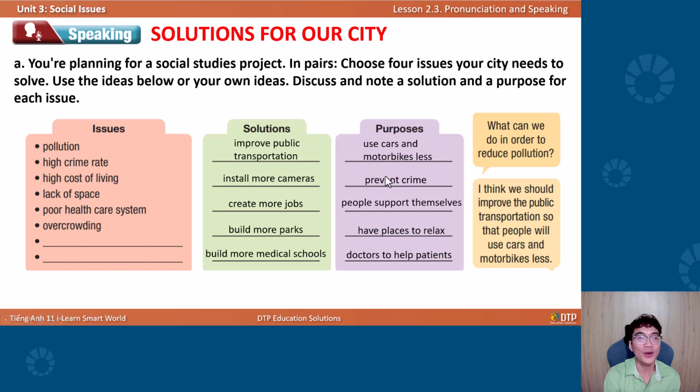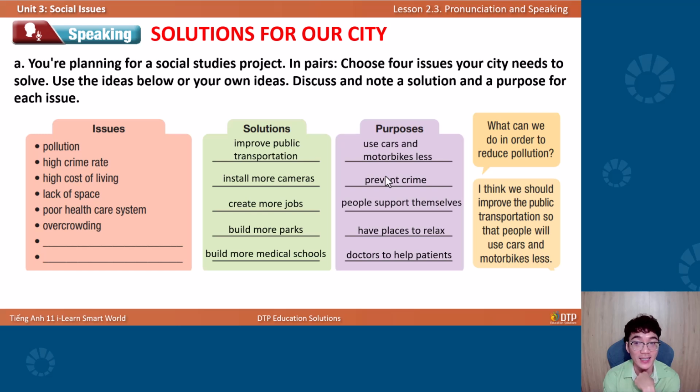Okay, so let's do it first. What can we do in order to reduce pollution? I think we should improve public transportation. Why? We should improve public transportation so that people will use cars and motorbikes less. Now ask me, in order to reduce high crime rate. Now ask me. I think we should install more cameras so that people will prevent crime.